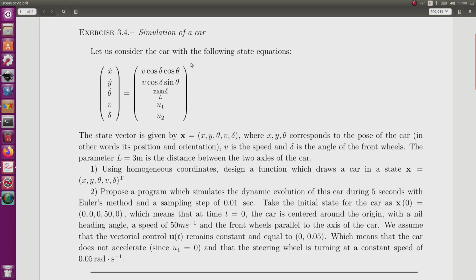Simulation of a car. We consider a car described by the state equations that are given here. And in this exercise, we will try to simulate this car and to draw it on the screen. So the state is x, y, theta, v and delta. X, y, theta correspond to the degrees of freedom of the system. V is the speed, and delta is the angle of the front wheel.